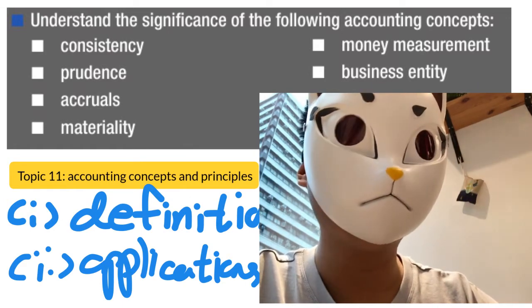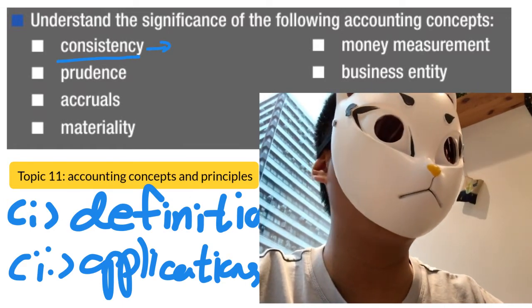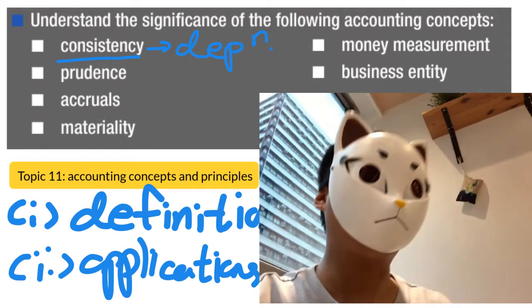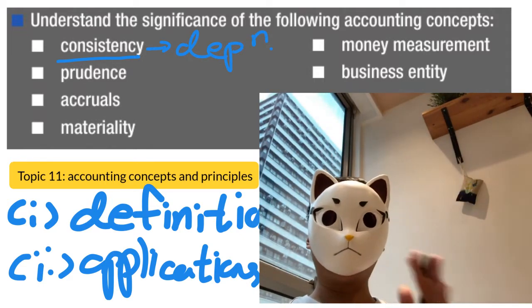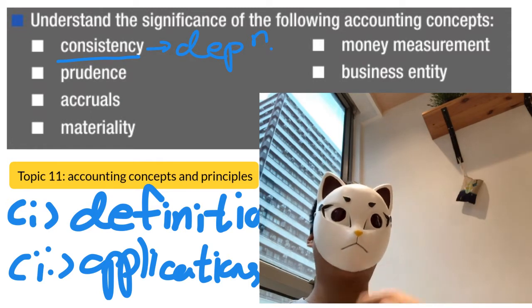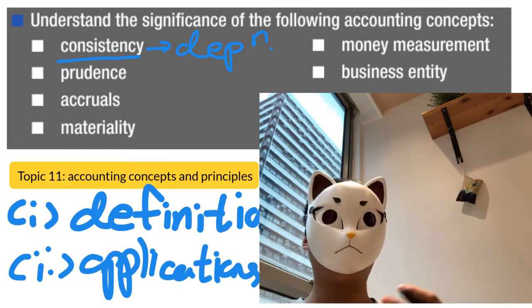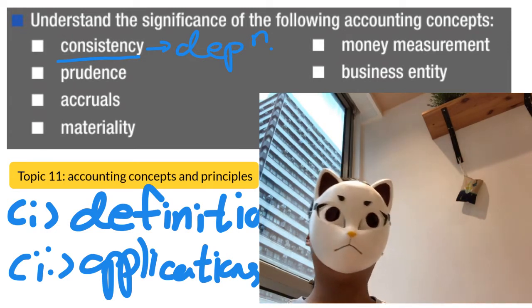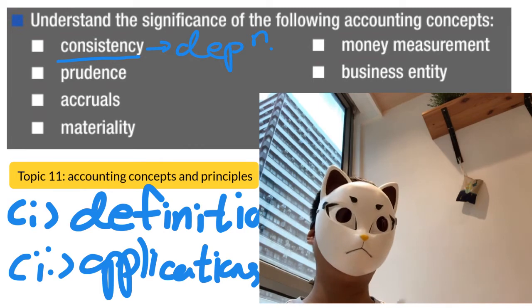For the first one, consistency, it refers to the depreciation topic. That means the company should not change the depreciation method without concrete reasons. Don't change from straight line to reducing balance, and so on. No.